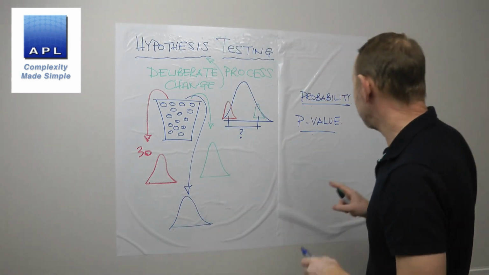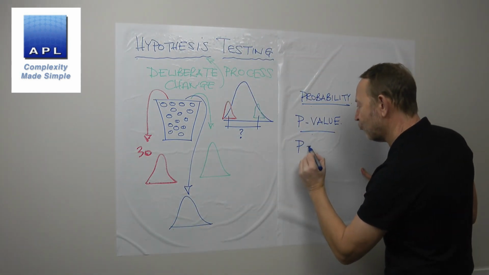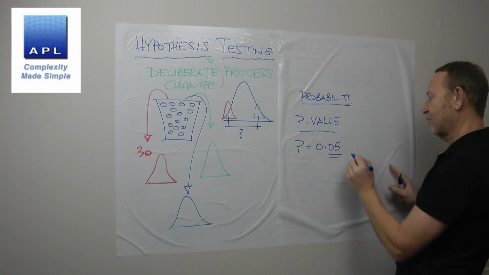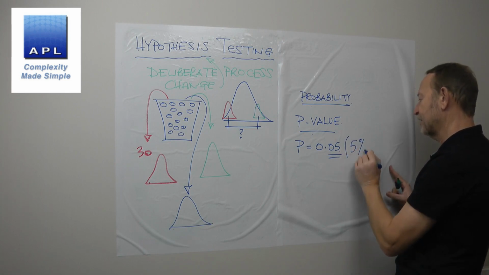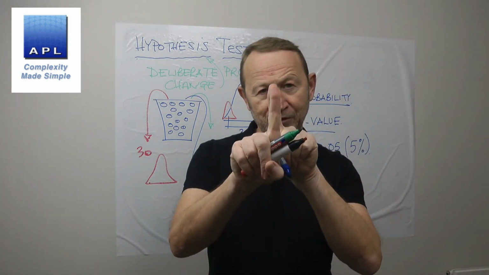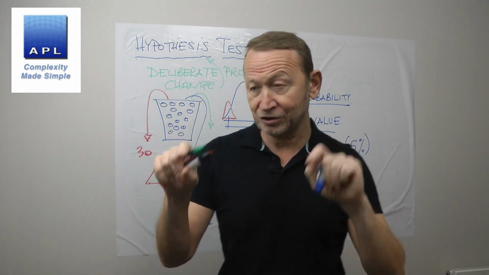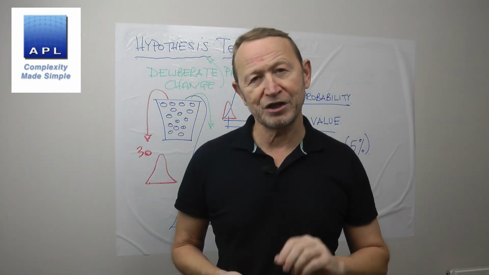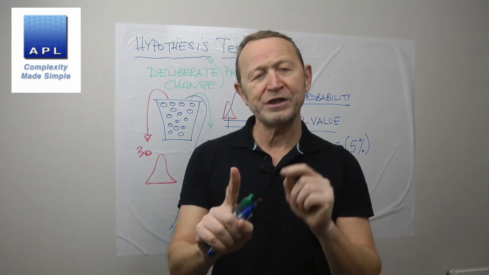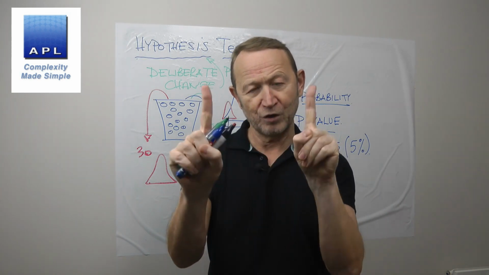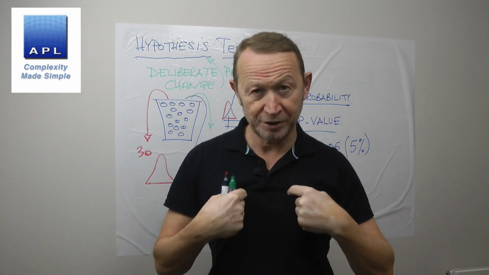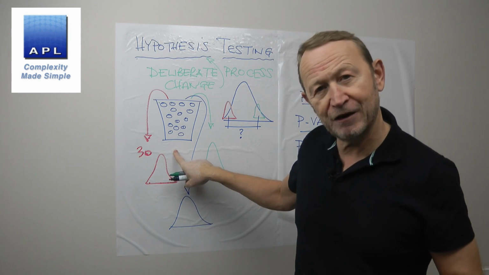Now, typically when we say small, the number we're trying to get below is 5%, 0.05. So in other words, there is only a 5% chance my samples would be so far apart if my deliberate process change had not made that difference. You always get difference. Two samples will always shift. The question is, did you do it, or was it just a lucky day at the office?